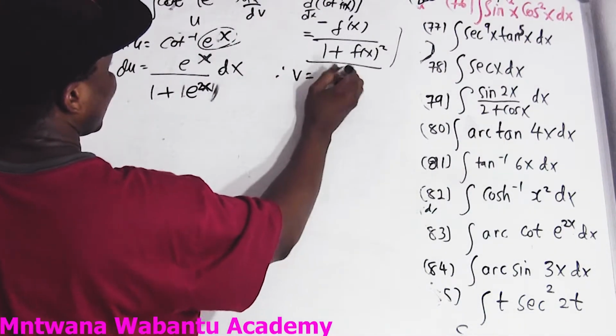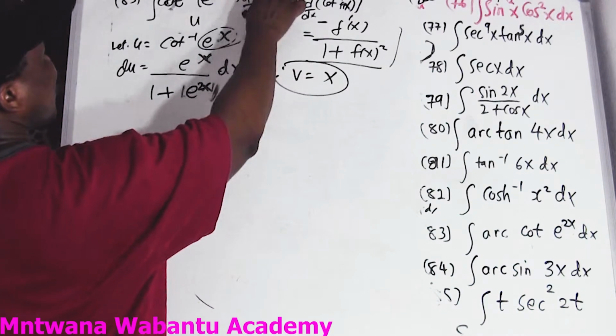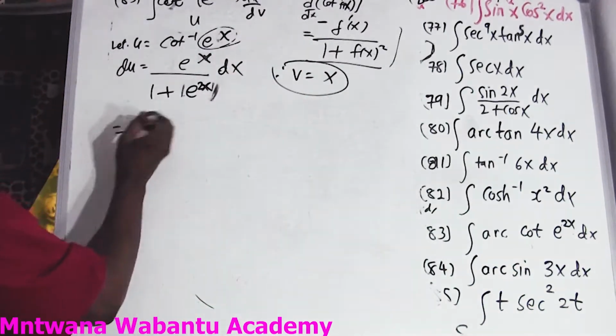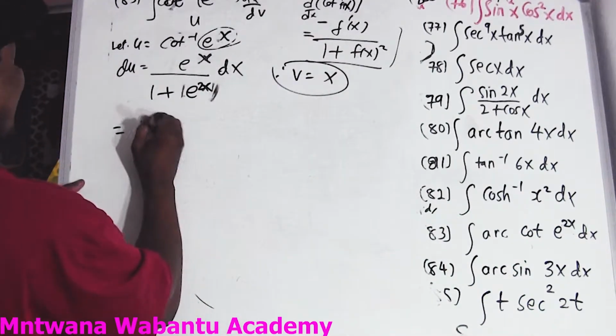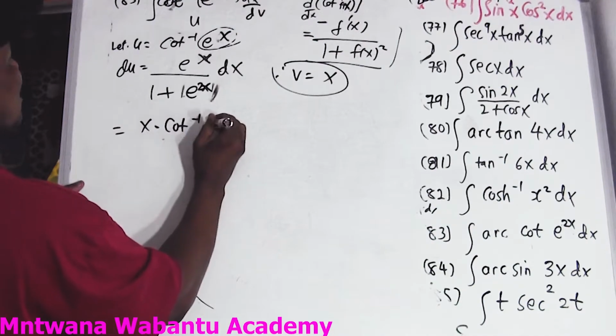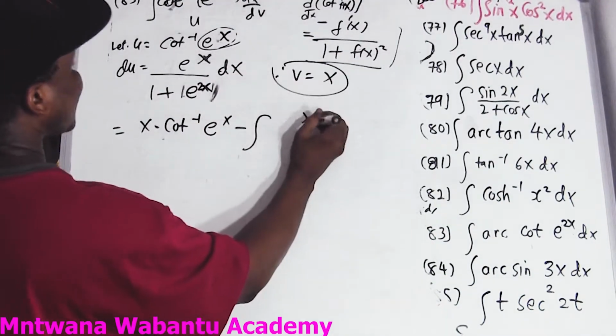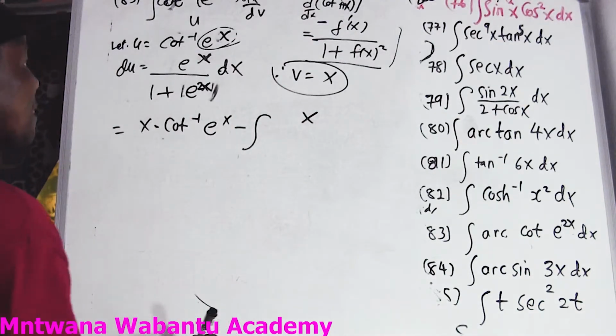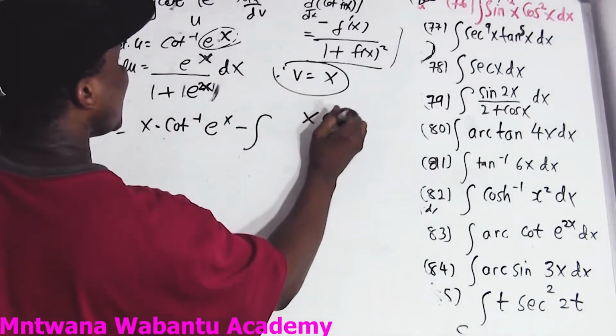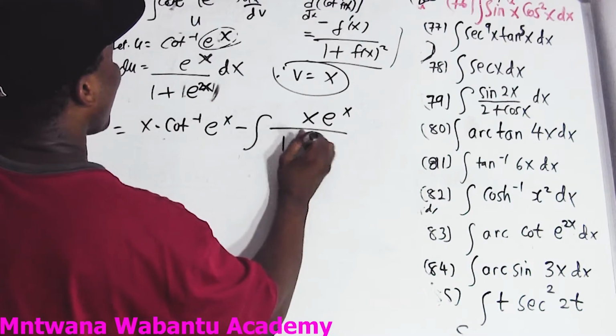And then we integrate this one: dv equals dx, so v equals x. Now, u times v is going to be x times cot inverse of e^x, minus the integral of v times du. It's going to be x times e^x, and then we got 1 plus e^(2x).